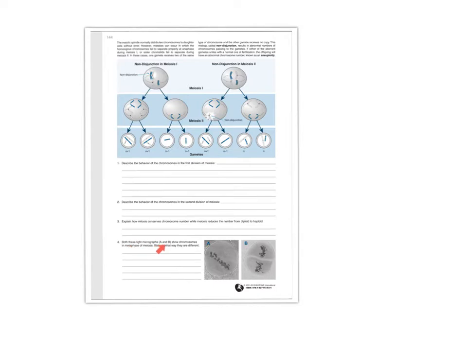Both these light micrographs, A and B, show chromosomes in metaphase of meiosis. So they're both showing meiosis in metaphase. Notice how the chromosomes are all lined up on a plate. Aren't they beautiful? How are they different? What's going on here? They're both metaphase of meiosis. What's the difference? Look at these two and describe the difference.